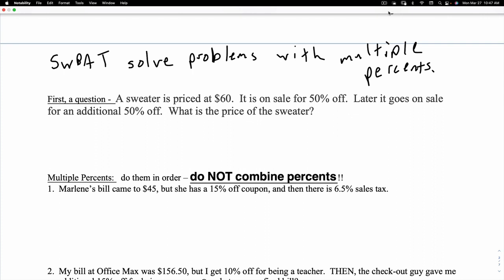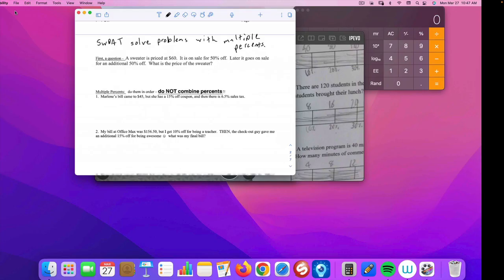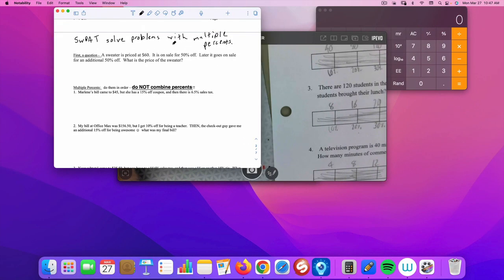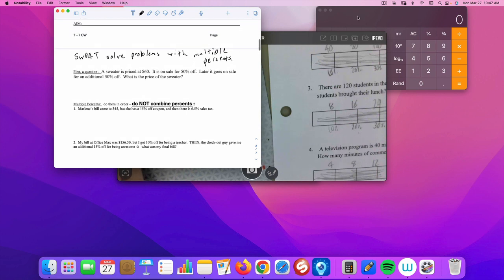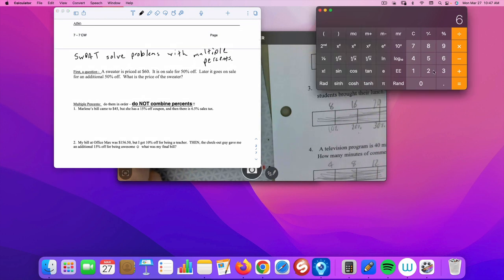3, 2, 1. Shout your thoughts. Is this thing going to be 100% off, basically free, or is there a different amount, Cameron? Later, so it might not be that day, or like a different day. Oh, okay. Because it goes on sale for an additional 50, another 50% off.